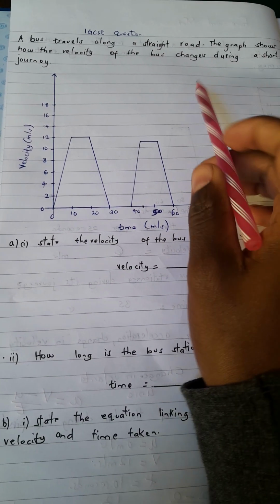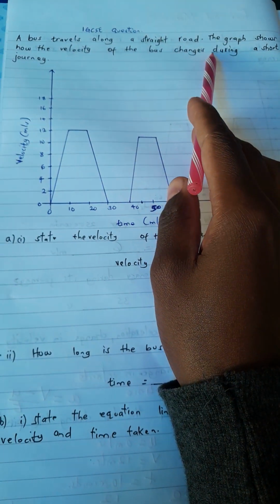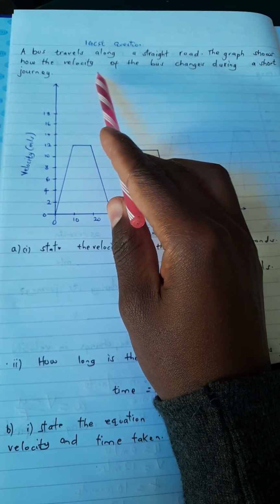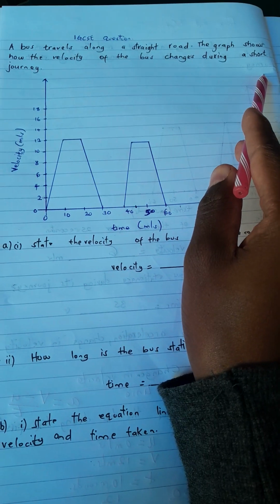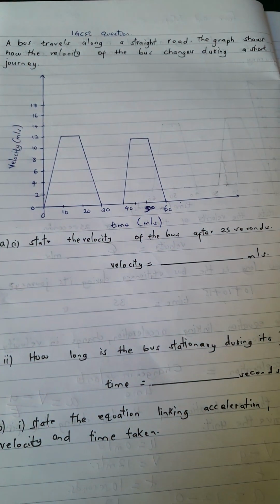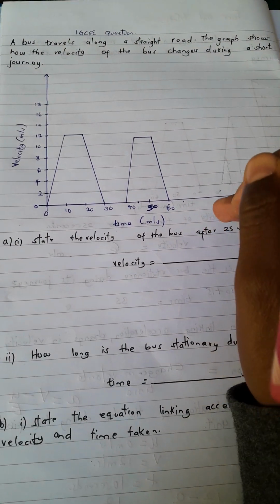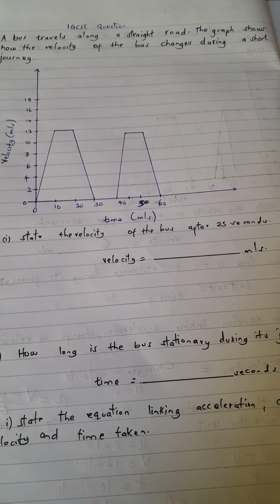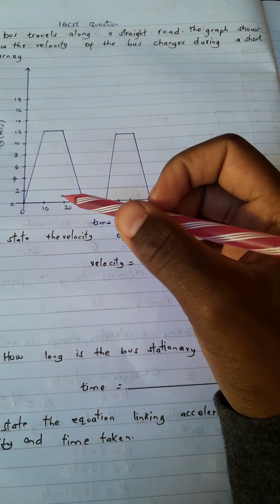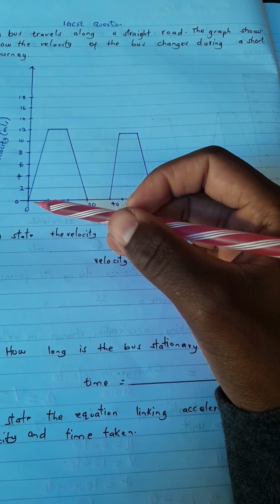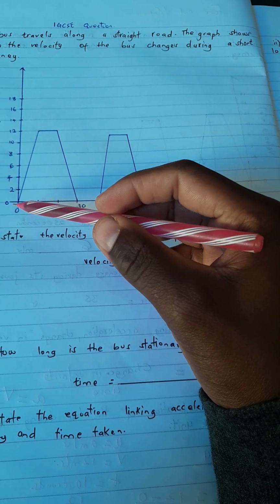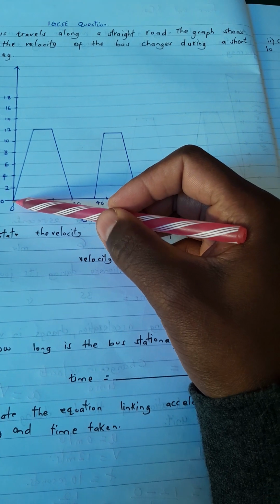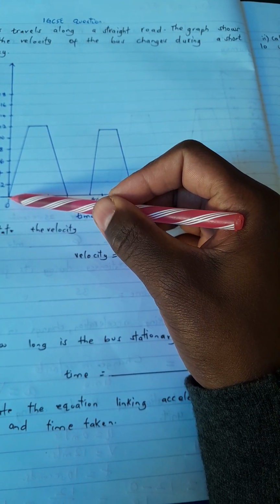So the question reads, a bus travels along a straight line. The graph shows how the velocity of the bus changes during a journey. If we have a look at this graph, this is a velocity and time graph. We are told that a bus travels in a straight line. We note that the bus started at point 0.